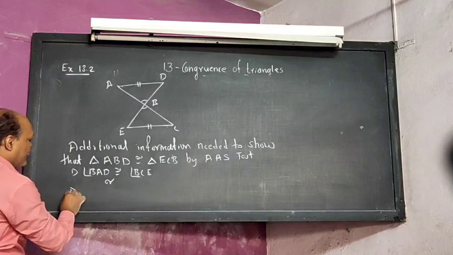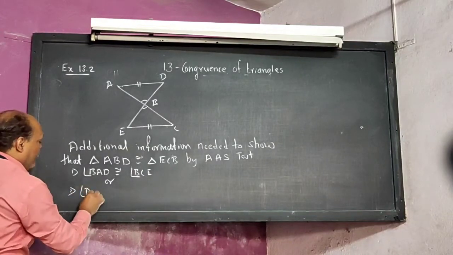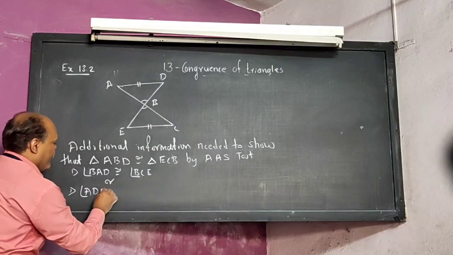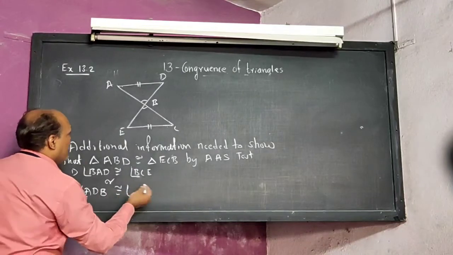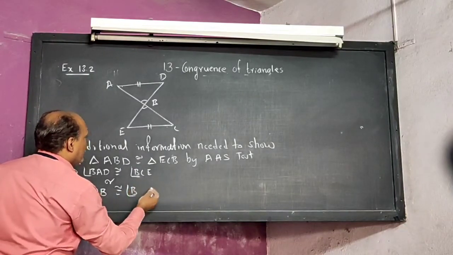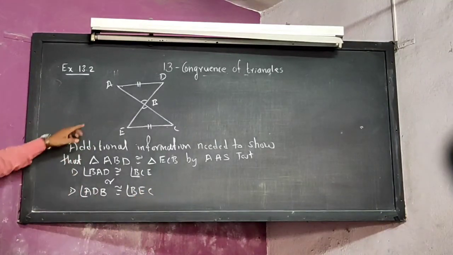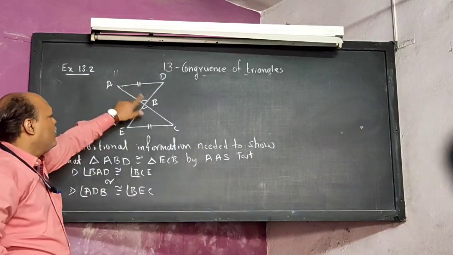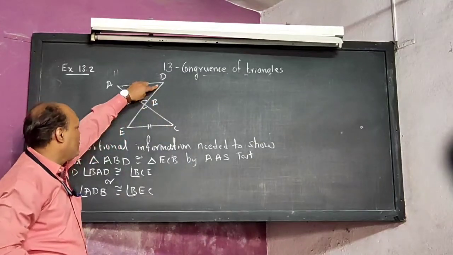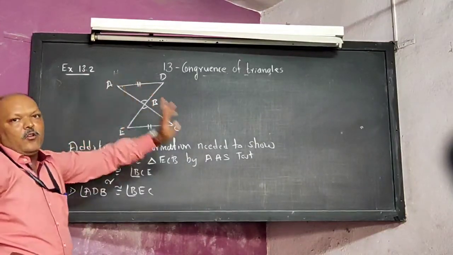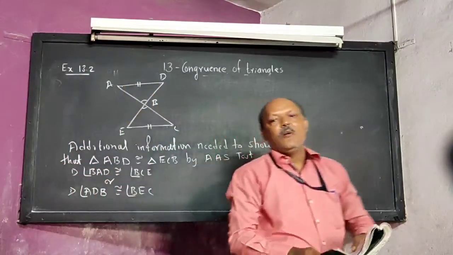Or one more you can say: angle D is congruent to angle E, that is angle ADB congruent to angle BEC. I hope all of you understood. Additional information: either you can say angle A congruent to angle C, or you can say angle D congruent to angle E. I hope all of you understood, students. So here we have completed this chapter.